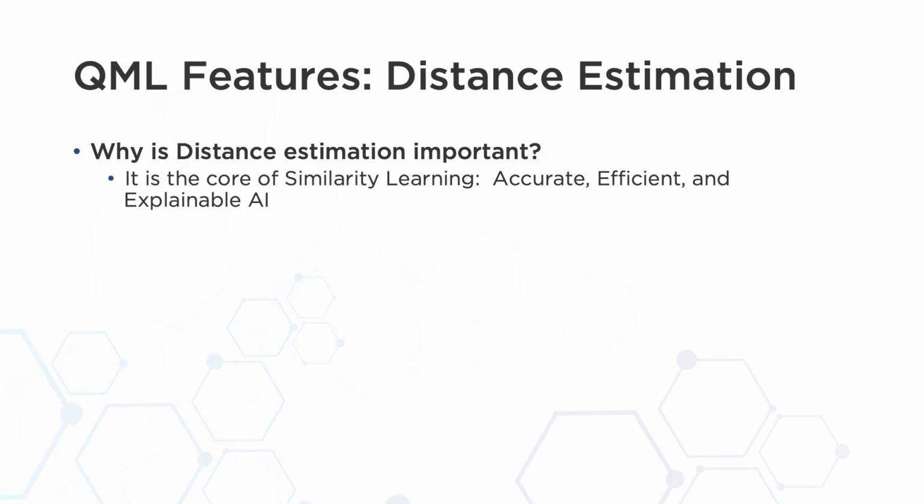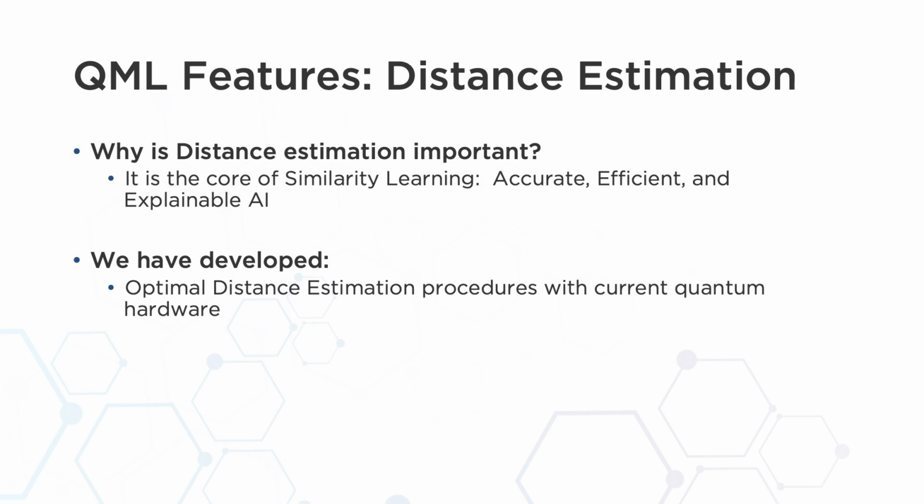Of course, the power of our quantum data loaders is not only the fact that we can efficiently load classical data into quantum states, but that we can actually use these quantum states to perform efficiently some of the core procedures that we need in classical machine learning. Such a core procedure is what we call distance estimation, where we estimate the similarity or the distance between different data points in order to be able to classify or cluster them together. This is at the core of similarity learning, which provides accurate, efficient, and interpretable results in machine learning.